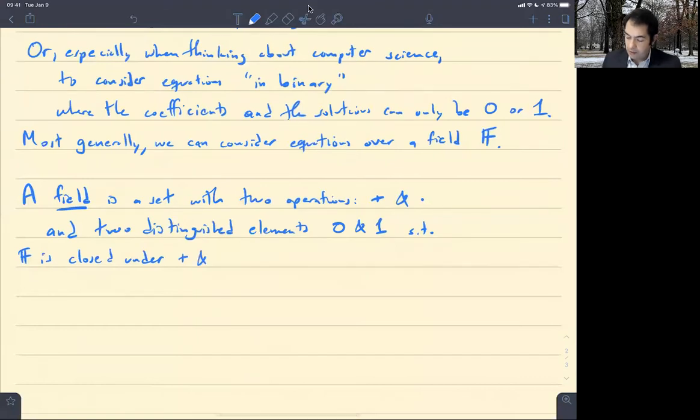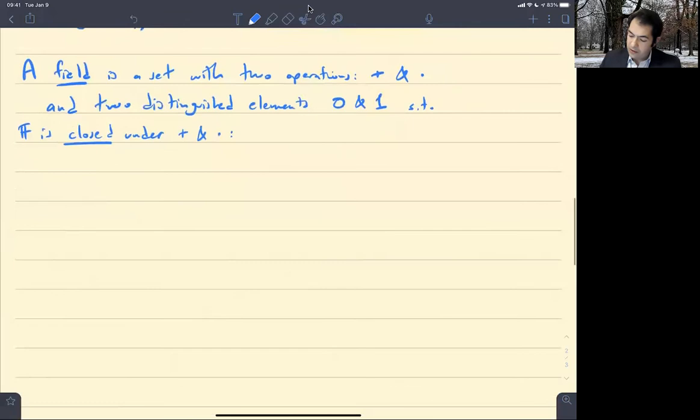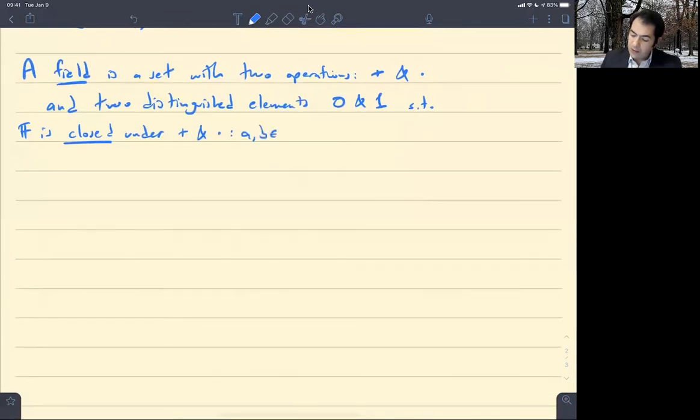under addition and multiplication, right? So what we mean by that is if you give me any two elements in the field, then I can add them and I get something in the field, and I can multiply them and I get something in the field, right? So these two operations do not leave the set.